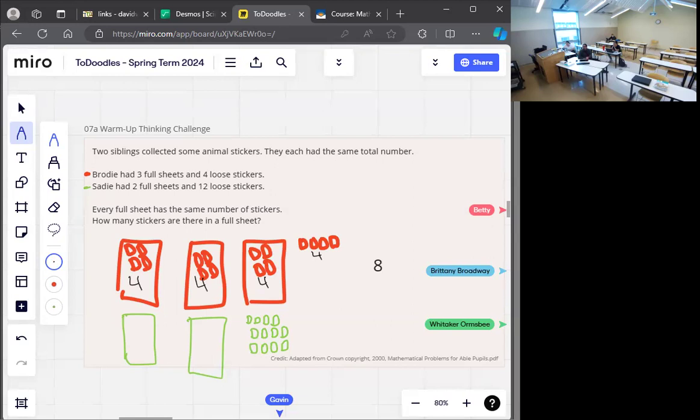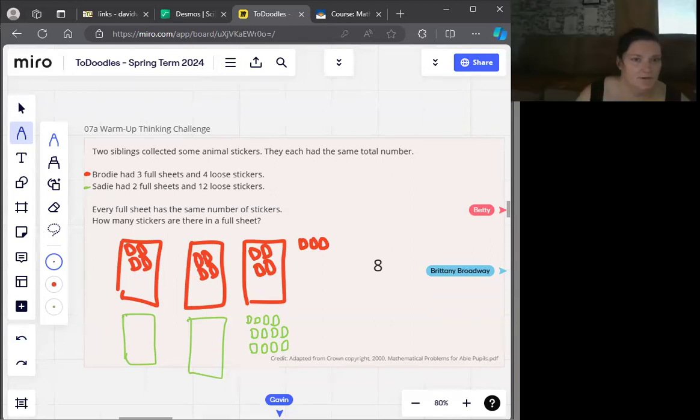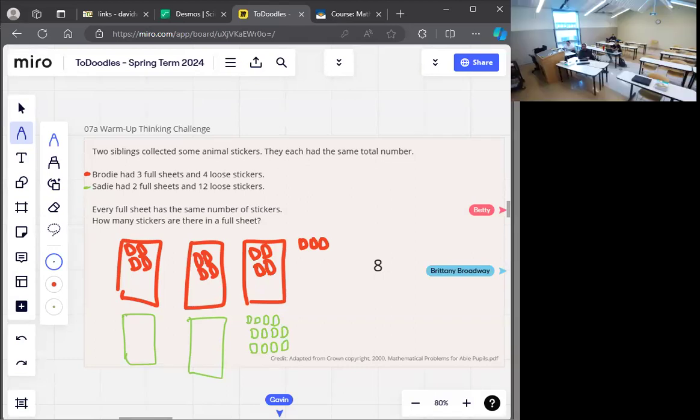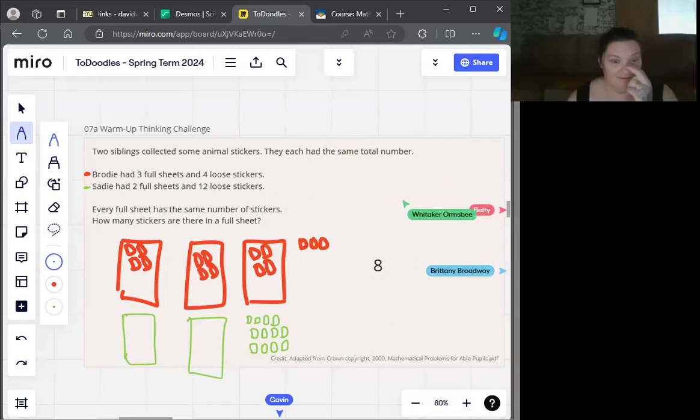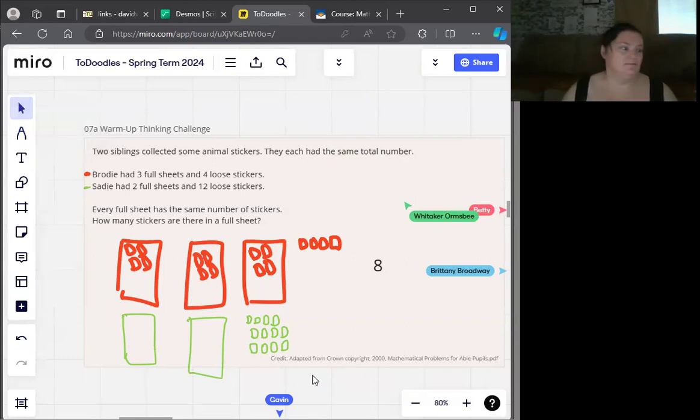Someone is saying 8. Who wrote 8? And talk out loud so we know how you got 8. That was me. Okay, how did you get 8, Kim? I don't know. I figured it out. It's because there's 4 left over and there's 12 on the other. You have to subtract the 4 from the 12. That's how I did it.